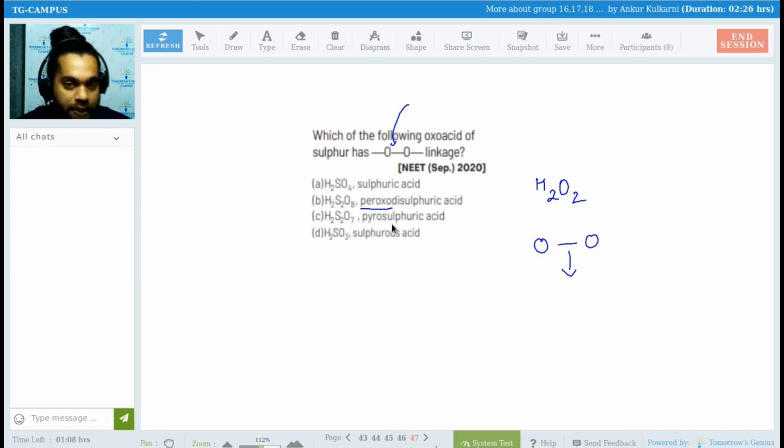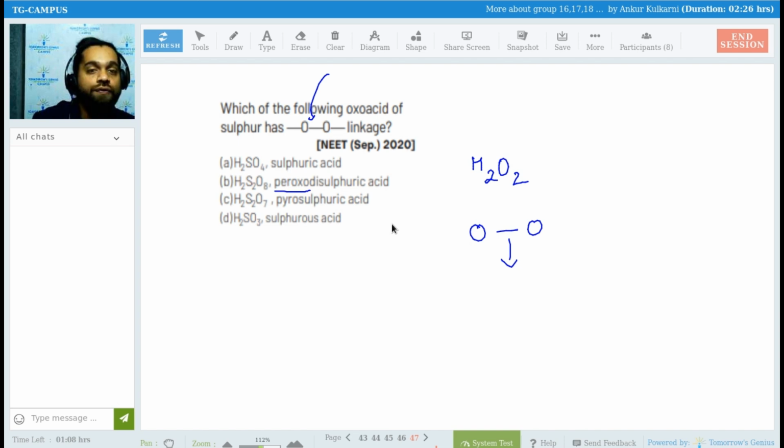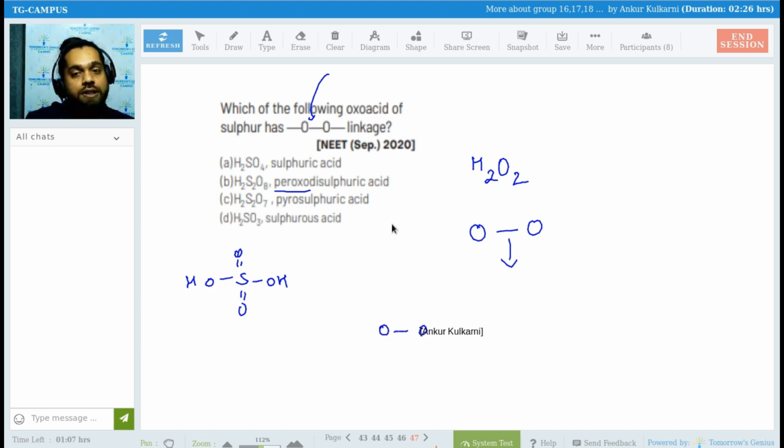H2S2O8 has a peroxide linkage. So how does the structure look? Look over here. H2SO4 is a simple sulfuric acid. So it is S double bond O, double bond O, OH, OH. This is your sulfuric acid. Then you have peroxodisulfuric acid. That means I have an oxygen-oxygen linkage. Then to that I have sulfur, sulfur, double bond O, double bond O, double bond O, double bond O, OH.